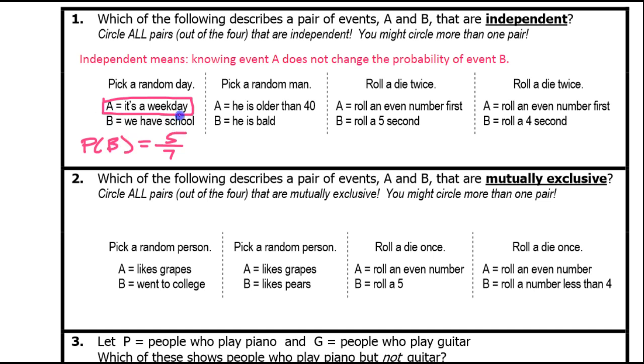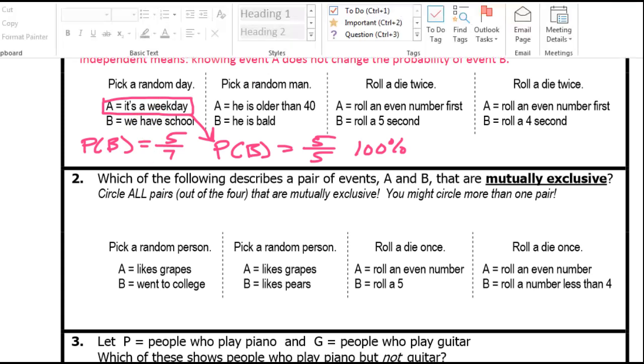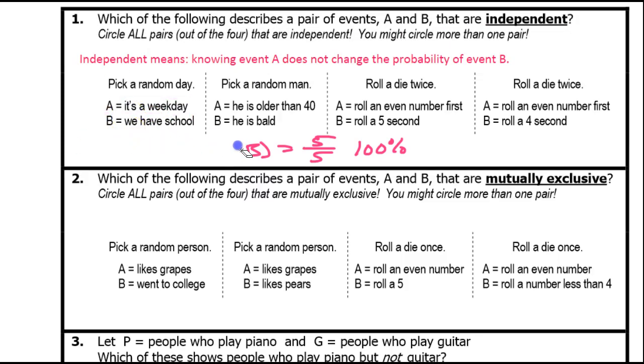Well, if we know it's a weekday, then the probability of event B is now 5 out of 5. Right? We know it's a weekday, so there is a 100% probability that we have school. I guess unless it's a snow day or something, but it is clear that knowing it's a weekday changes the probability that we have school. So that's why these two events are dependent. They're not independent because knowing event A changes the probability of event B.